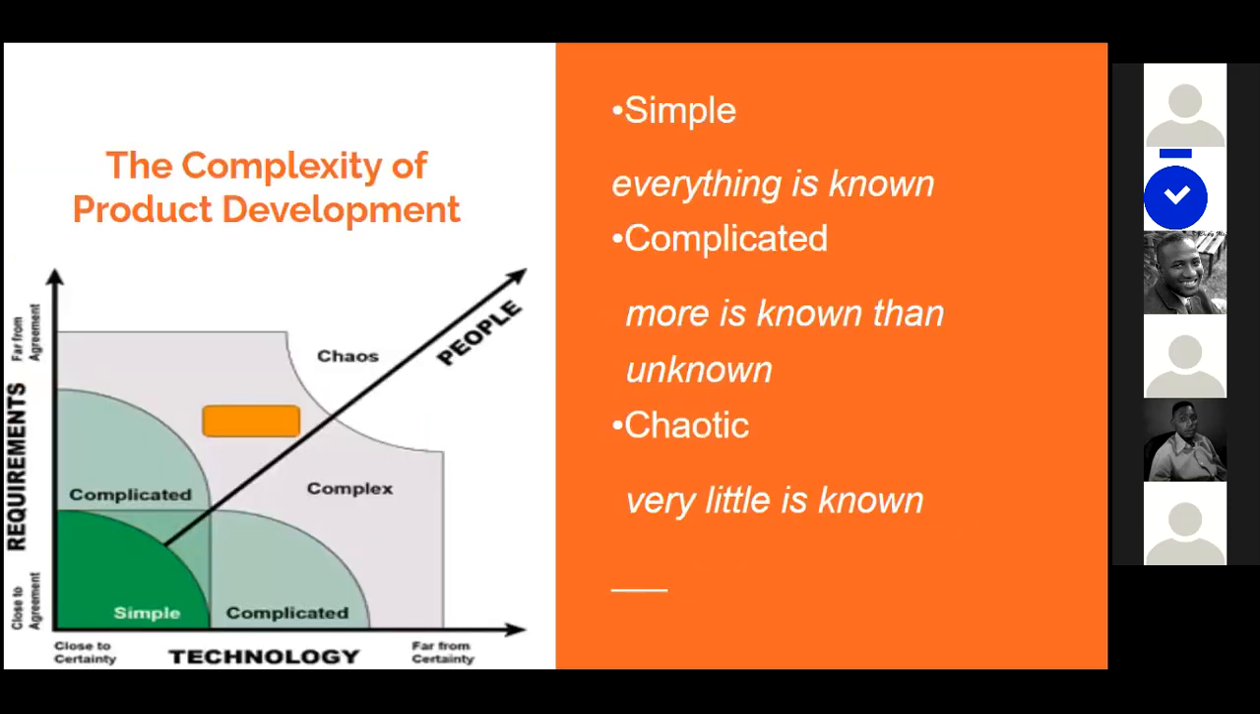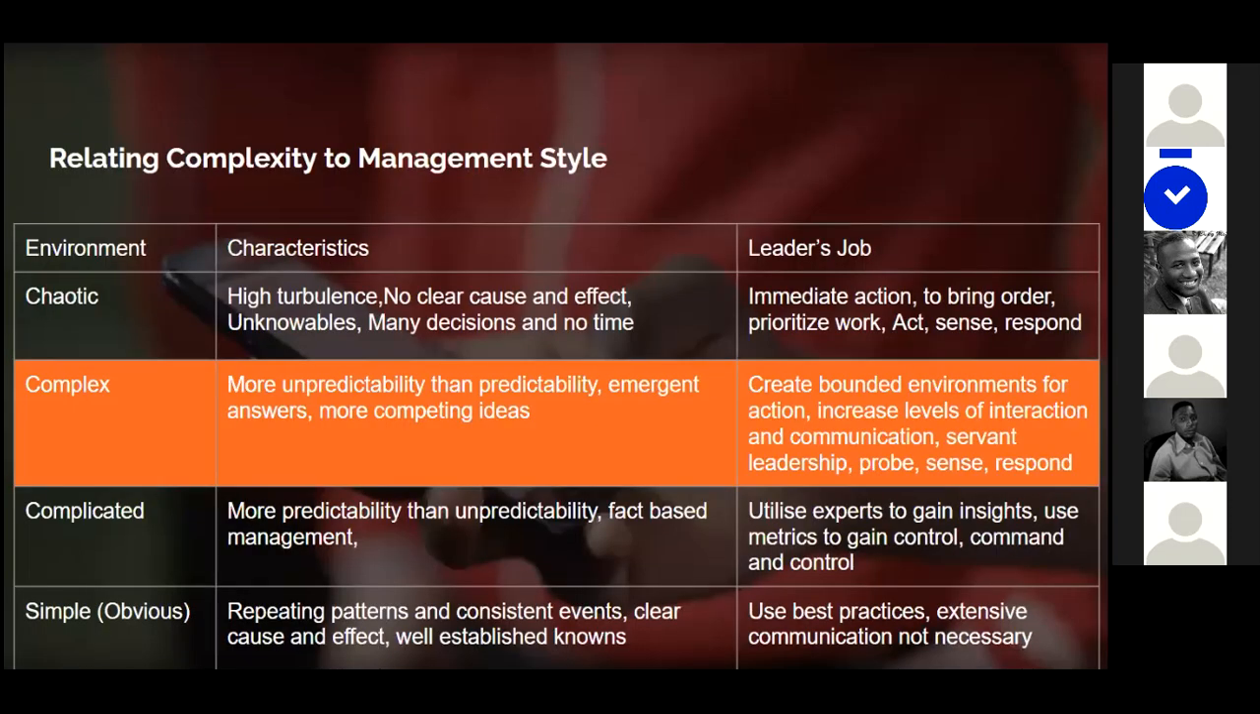So this is the complexity of product development. There are different levels of complexity. We have simple, where everything is known, close to certainty. Then complicated, where more is known than unknown. Then you have chaotic, where very little is known. Who can give me an example of a chaotic situation? COVID, thank you very much.